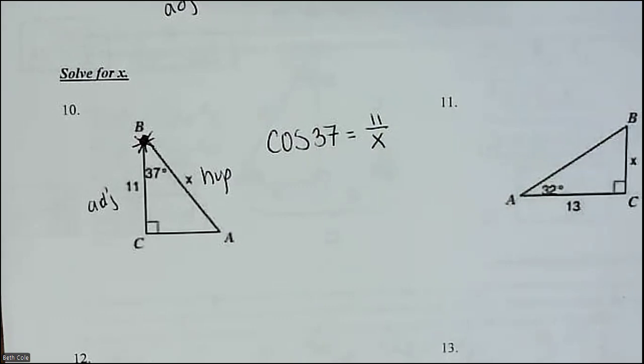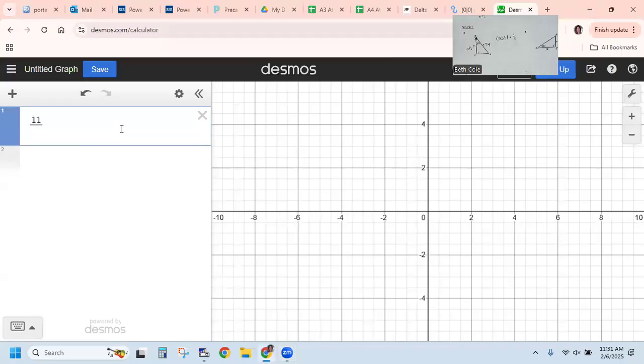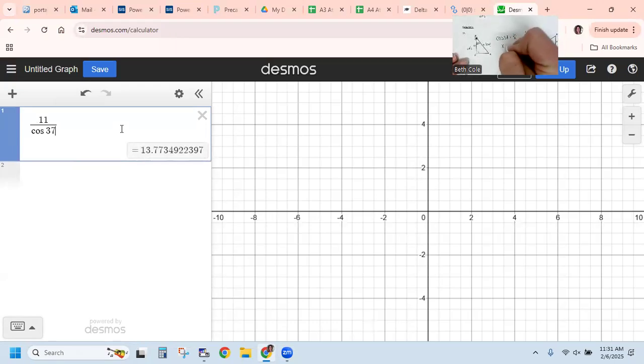So when I type this in the calculator, if your x is in the denominator, we're going to type 11 divided by cosine 37. How many decimal points? 3. And the first 3 that you see. First 3 that you see, it's called truncating.